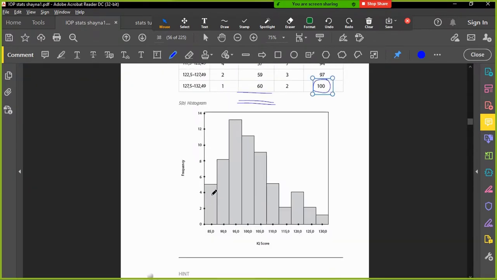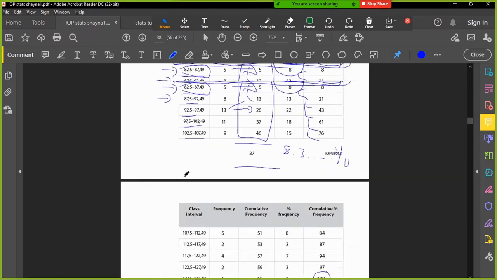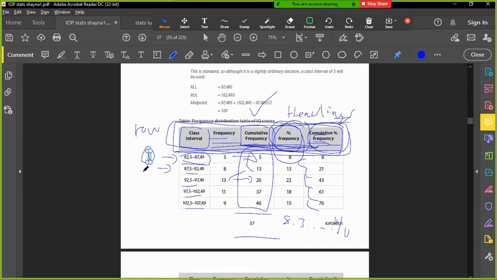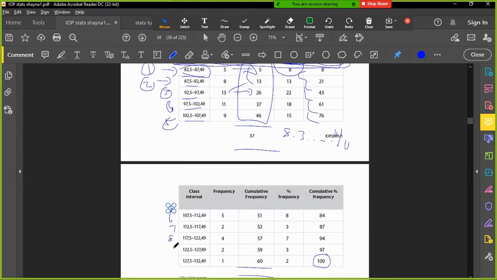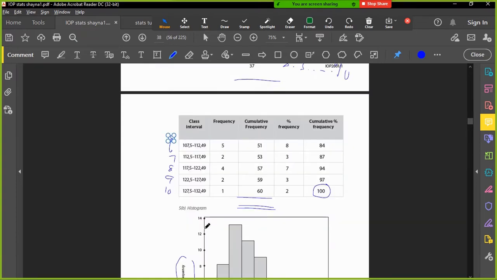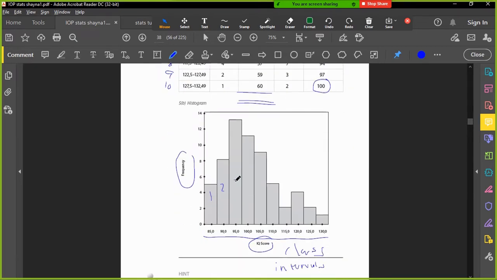Yeah, I think so. Okay, because you're just recording the frequency and the IQ score based on those class intervals. So I don't say 82 to whatever on the x-axis? No, you don't. Remember, it's an interval. So this would be one interval, this would be another interval, and so on up to the 10th interval. So how many intervals are you going to have? 10. 1, 2, 3, 4, 5, 6, 7, 8, 9, 10 intervals.